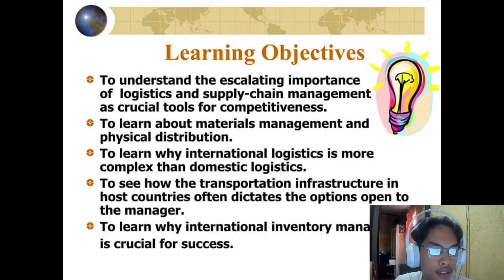So, we are here to learn about understanding the escalating importance of logistics and supply chain management as crucial tools for competitiveness, to learn about materials management and physical distribution, to learn why international logistics is more complex than domestic logistics, to see how the transportation infrastructure in host countries often dictates the options open to the manager, and also to learn why international inventory management is crucial for success.